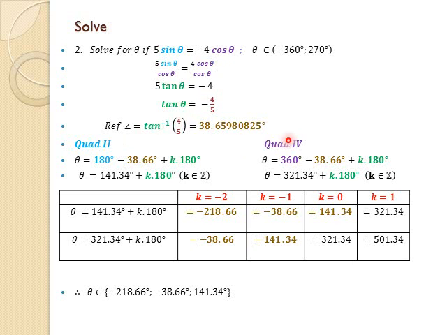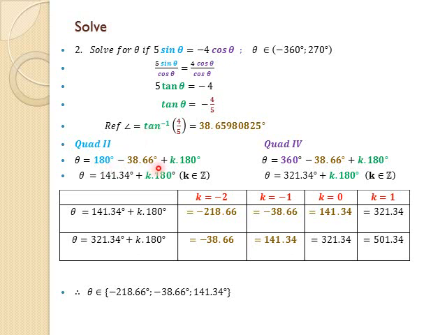Or quadrant 2 and quadrant 4. So theta equal 180 minus 38.66 plus k 180, or theta equal 360 minus the reference angle plus k 180. K180 because we take 180 degrees to plot a full tan graph. That's the period for tan graph.